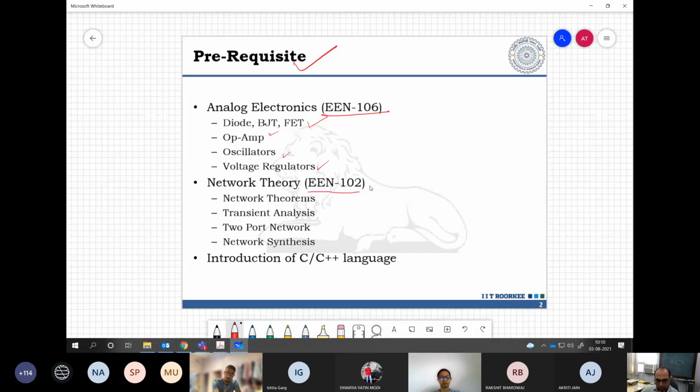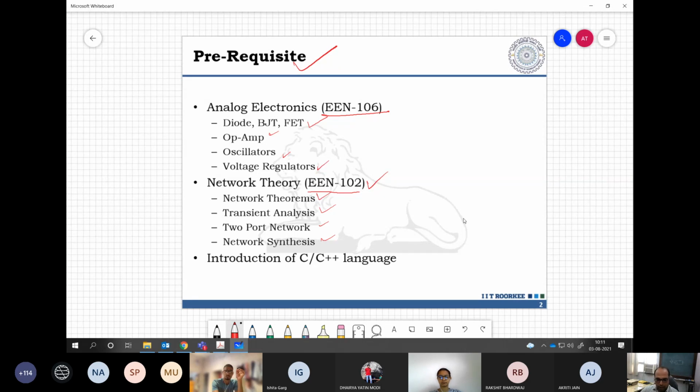Good. And the second course, which is optional if you have taken it, otherwise any of these courses would work. So network theory also, I think you have completed in your first year. Right? So network theorems, transient analysis, two-port network, network synthesis, all these things you must have gone through. Although I know that your semester just ended a few days back, and you have started with the new semester, so many of the things would be very fresh in your mind. But still, if you are missing a few points, you may go back and look at those contents again, and that would help in this course as well.